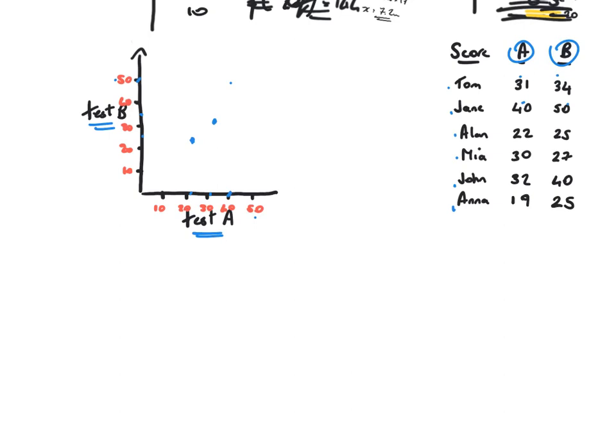Mia got 30 and 27, so 30 in Test A and 27 in Test B, and her dot would be about there. John was 32 and 40, and the dot would be about there. Finally, Anna, 19 and 25, so 19 along and 25 up, and that would be about there. Okay, the question asked me to draw a scatter graph, so there are my dots.